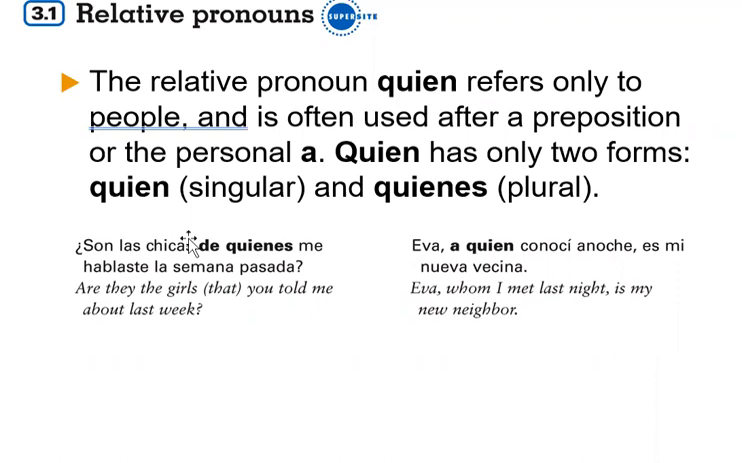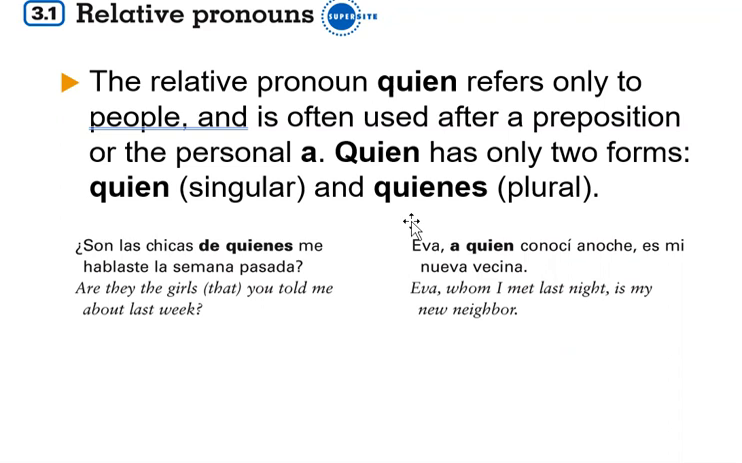This is, are they the girls that you told me about last week, or whom you told me about last week? We can rephrase that. If we had this as a singular, we could just simply say, is this the girl that you told me about last week? Es la chica de quien. So in that case, it'd be singular because la chica. Es la chica de quien me hablaste la semana pasada.